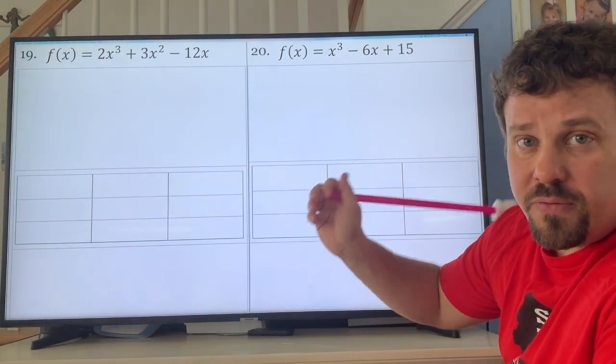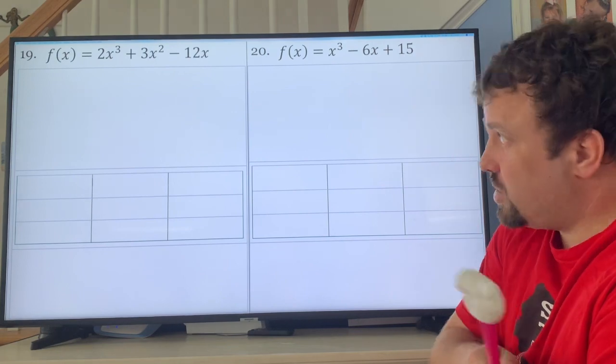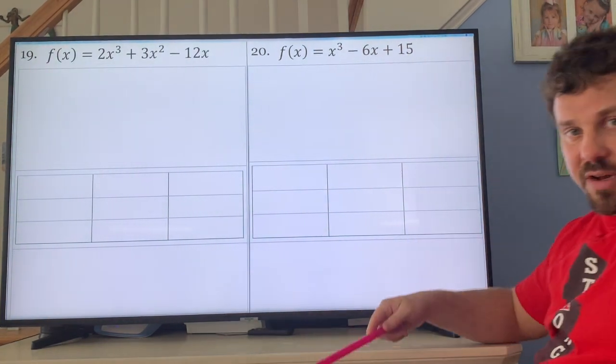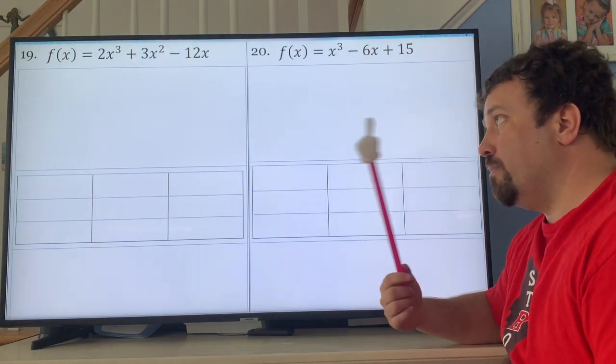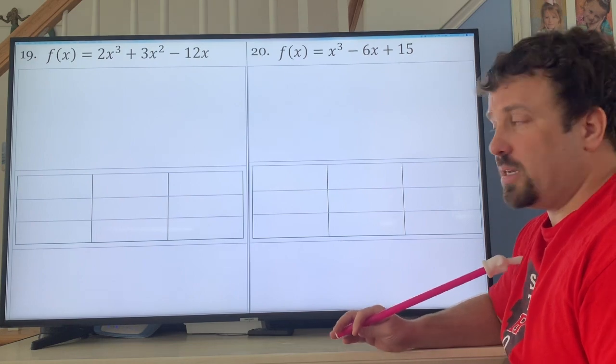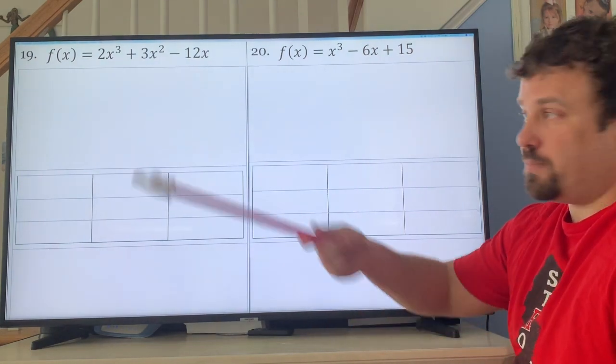All right, let's finish up with 19 and 20. You do not have to find the points. So this one, just find the critical numbers. After you find the critical numbers, find the intervals where they're increasing, decreasing, and that's it. All right, should be done.